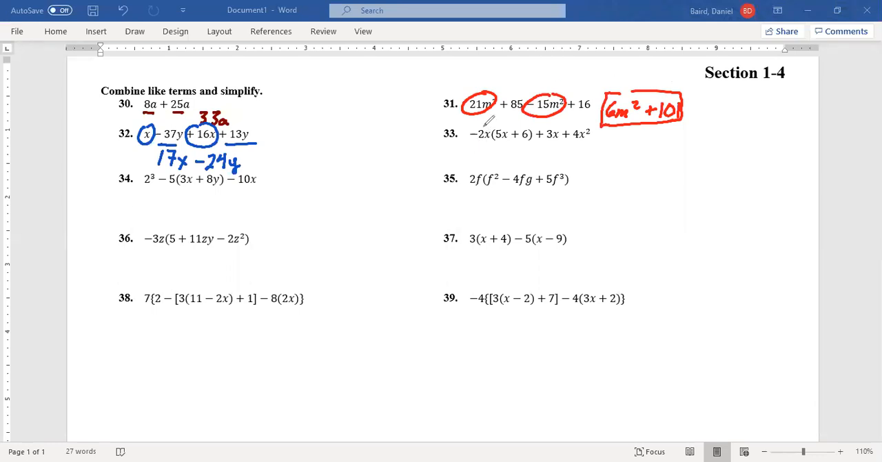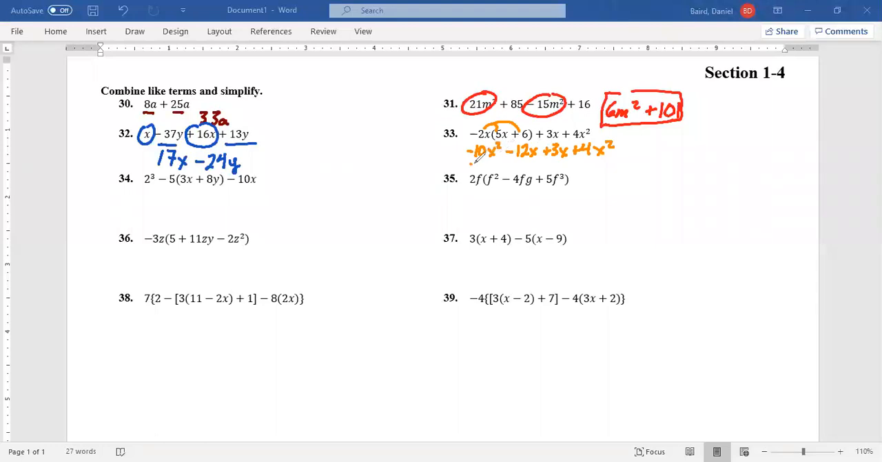This one has some parentheses, so we have to distribute, so we'll get terms that we can actually add and subtract. So negative 2x times 5x, that's negative 10x squared. And then negative 2x times 6, that's minus 12x. There we go, plus 3x plus 4x squared. So it was kind of important to get rid of the parentheses so we could now see this.